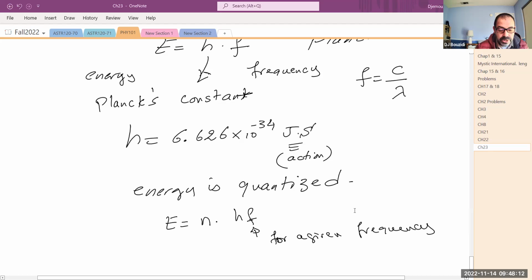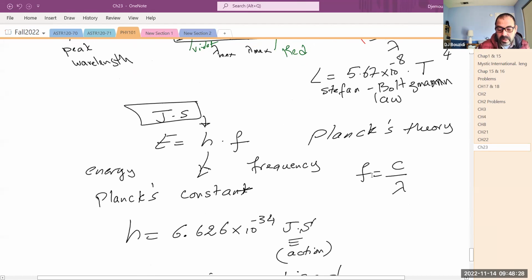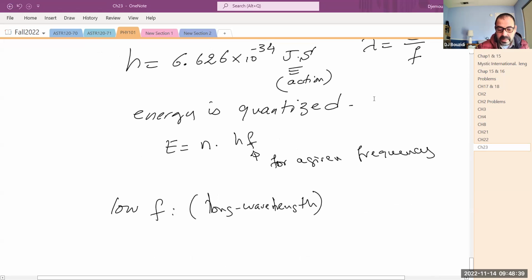And this will create immediately an issue, meaning for low frequency, meaning long wavelength. Remember, for low frequency, wavelength should be high or long. It's the same relationship, okay? So if you take f small, lambda will be big, okay? The energy gap between the two is not big. So a lot of them will contribute to the energy.